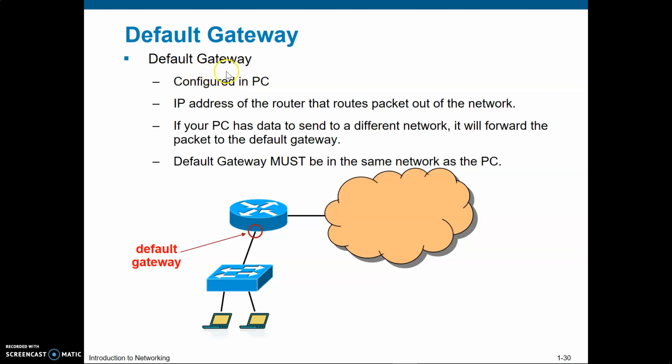Next, default gateway. The default gateway is an IP address that you configure in the PCs or the host, and that IP address is actually the IP address of the router interface that is connected to that particular network. By configuring the IP address of the default gateway, it helps the PC to send data out of its own network to a different network.